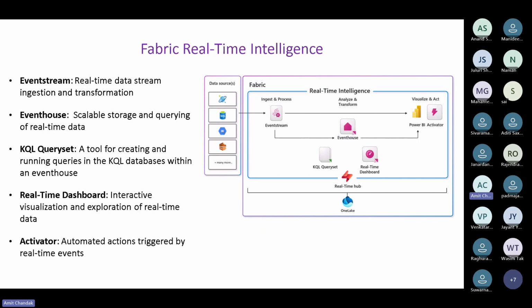Then definitely real-time intelligence. We have event streaming, where real-time data ingestion and transformation happens. Eventhouse is basically, if you might have heard about Kusto database in the Azure world, that's the same thing which is coming here. Okay, Eventhouse helps with storage and querying data in real time. KQL queryset is basically the queryset we have when you run the KQL query.